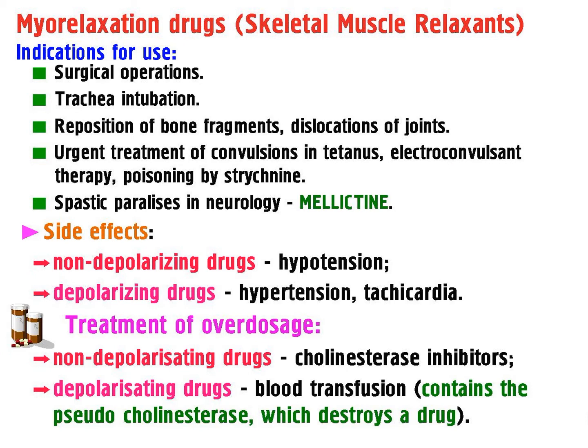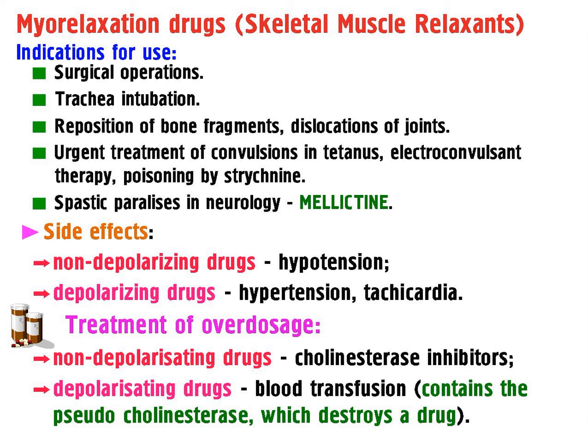Neuromuscular blockers are clinically useful to facilitate rapid intubation when needed due to respiratory failure, for example. During surgery, they are used to facilitate endotracheal intubation and provide complete muscle relaxation at lower anesthetic doses. Also, they are used in reposition of bone fragments and dislocation of joints. Rare indications include urgent treatment of convulsions in tetanus, electroconvulsant therapy, and poisoning by strychnine. Typical side effects may include change in the cardiovascular function, such as hypo or hypertension, tachycardia, and so on.